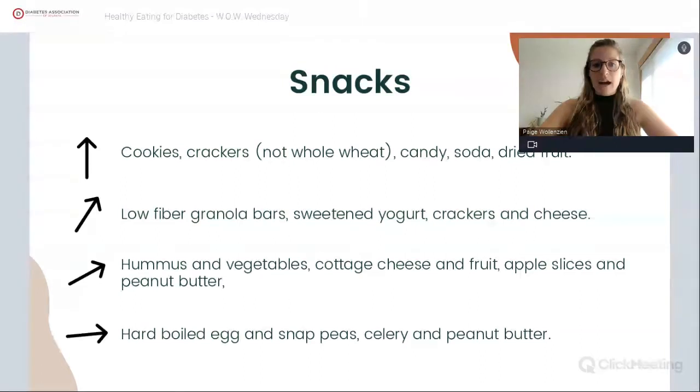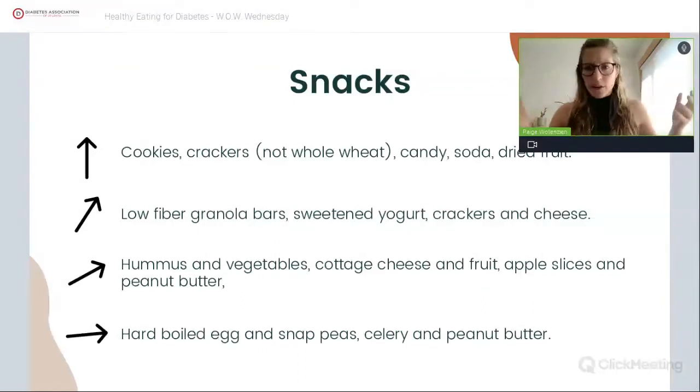And then lastly, some snacks. Those that are going to cause a very rapid increase in our blood sugars are things like cookies or crackers that aren't made with whole wheat flour, candy, soda, dried fruit, low fiber granola bars, like a Quaker chewy granola bar, sweetened yogurt, crackers and cheese.